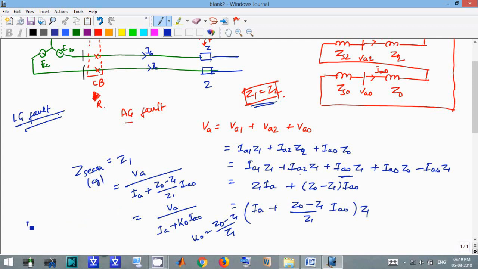In this case, this is actually AG fault. In case of BG fault, this will be VB by IB plus K0 I0, and in case of CG fault, Z equals VC by IC plus K0 I0. So this is in case of line to ground fault.